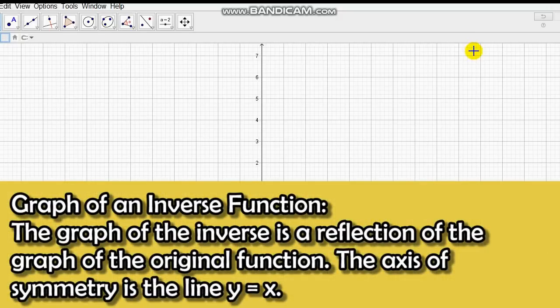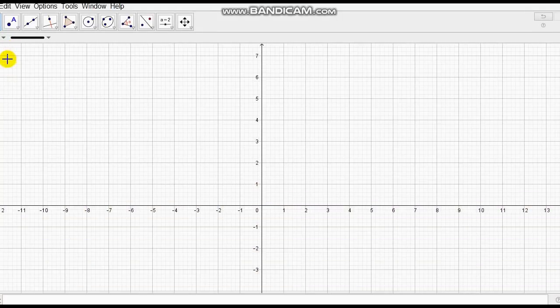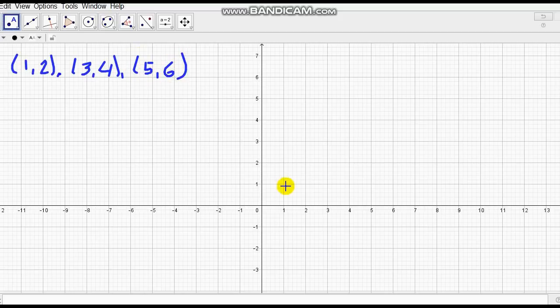Now, the graph of the inverse is a reflection of the graph of the original function. The axis of symmetry is the line y equals x. What do we mean by this? Let's have an example. Let's have the ordered pairs (1, 2), (3, 4), (5, 6). So let's plot it here. We have (1, 2) right here, (3, 4) right here, and (5, 6) right here.